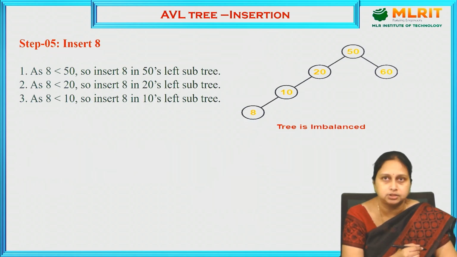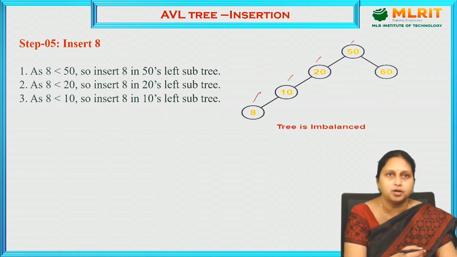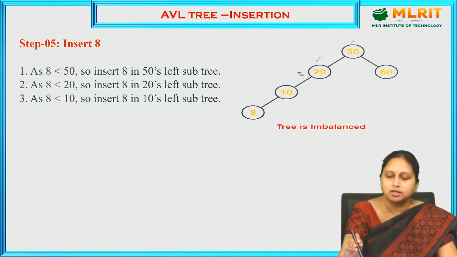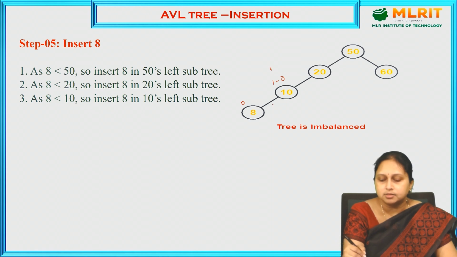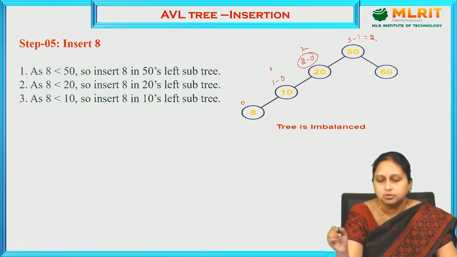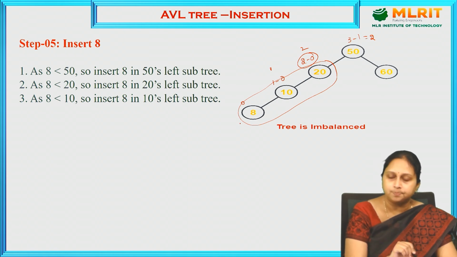Next, insert 8. Now where do we need to insert this 8? Check with 50 first. It is lesser than 50, go to 20. It is lesser than 20, go to 10. Again, it is smaller than 10. So, we need to insert 8 on the left of 10. Now, check the balance factor for each and every node. For 8, it is 0. For 10, this is 1 minus 0, which is 1. For 20, this is 2 minus 0, which is 2. For 50, this is 3 minus 1, which is also 2. Now here itself these three nodes are imbalanced. Because of inserting 8, the tree is imbalanced.